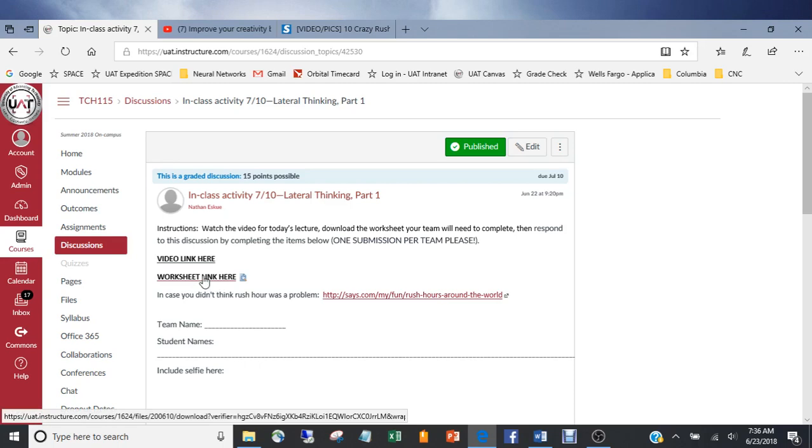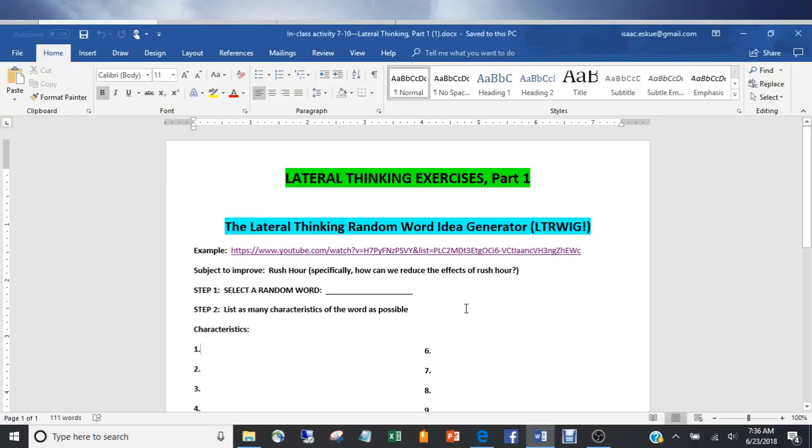So hopefully you've downloaded the worksheet. We're going to go here. What we're going to learn today is called the Lateral Thinking Random Word Idea Generator. It'd be nice if there were a better name for it. Maybe one of you can come up with that. But it's a very interesting technique. It's almost a psychological hack that you do to your own brain.